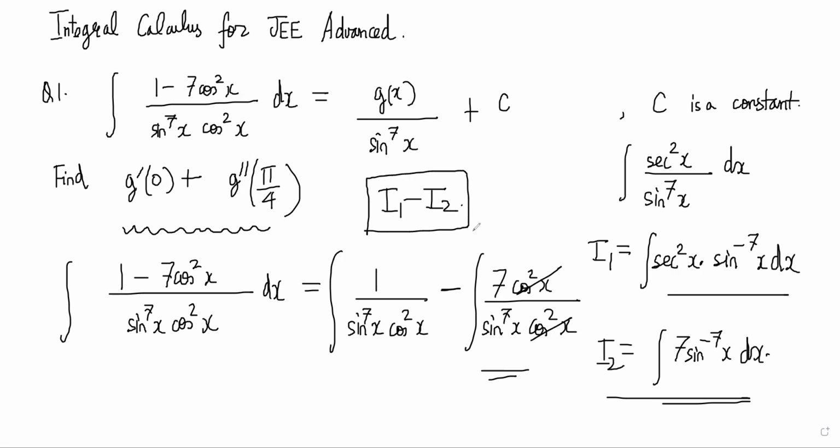Okay. So the clear idea here is if you do integration by parts on I1, you might be able to get something similar to I2. So we will try that. We'll try integration by parts on I1. Because clearly there is a function here, sec square x, whose integral is known to you. The integral of sec square x is tan x, so that is easily integrable. That will be your second function, and sine power minus 7x will be your first function.